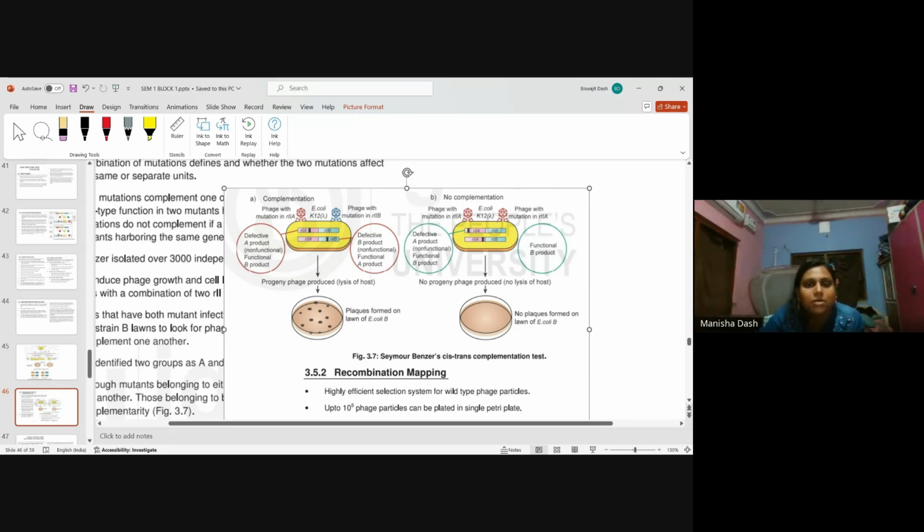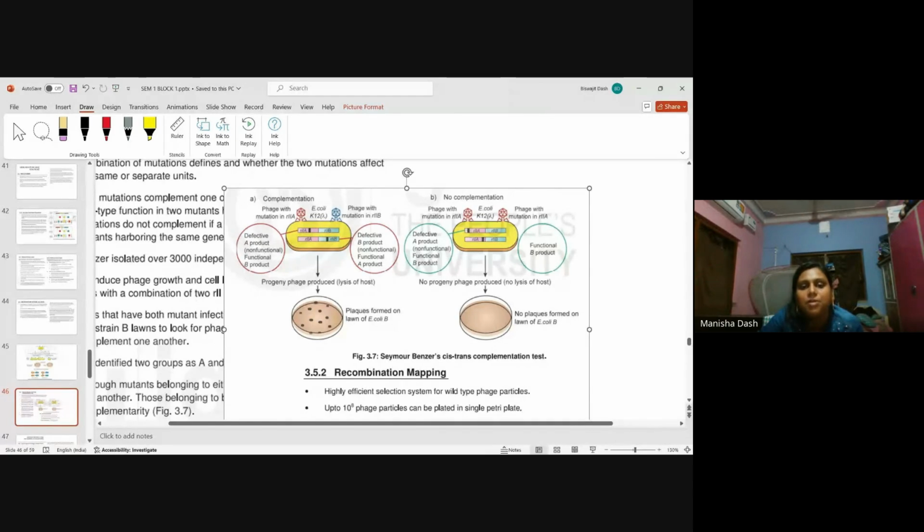So just focus on this part. So what he observed: if there is mutation in two different genes like this, here gene 1 is mutated, and in the other case gene 2 is mutated. So they can actually complement each other, because you are at least getting a functional copy of A and a functional copy of B.